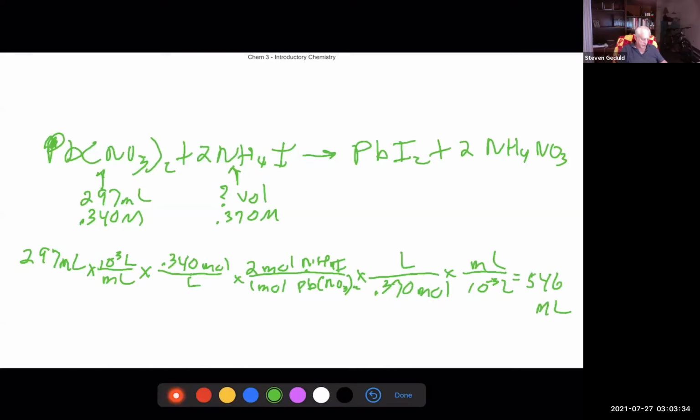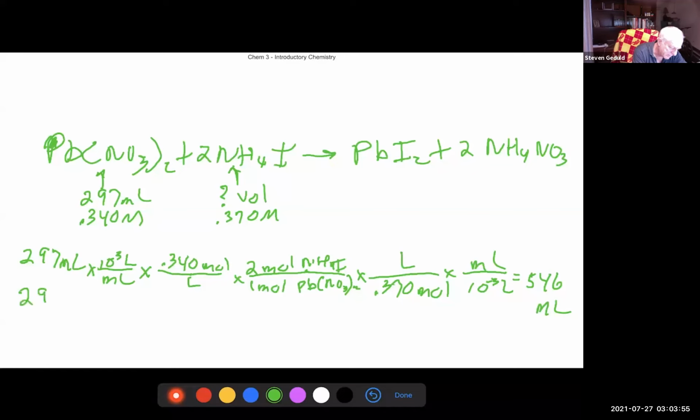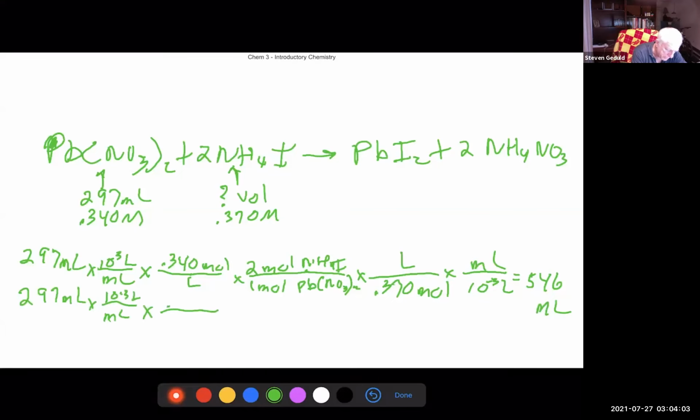Was there a second part to that one too? Yeah, there is. It's asking how many moles of PbI2 are formed from this reaction. Okay. So we'll do the same thing up to this point here. Again, it's 297 milliliters, and convert that into liters. The concentration is 0.340 moles per liter. And now 1 mole of the nitrate goes to 1 mole.